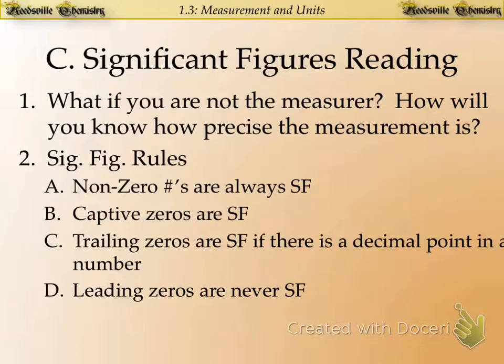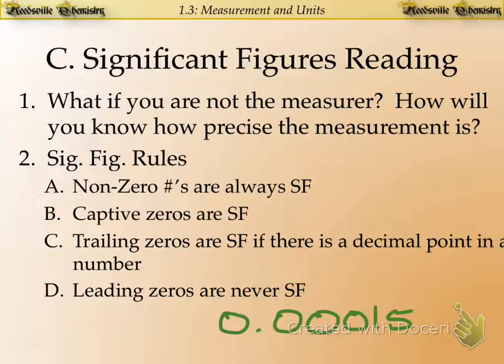Okay. And lastly, the last type of zero are leading zeros. Leading zeros are never significant. They are just simply placeholders that allow us to get to the measurement. Here's where we see leading zeros. For really small numbers, we see leading zeros.